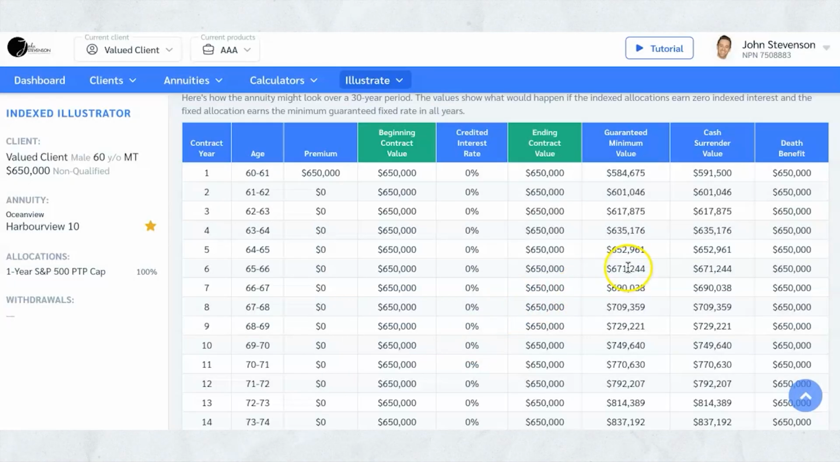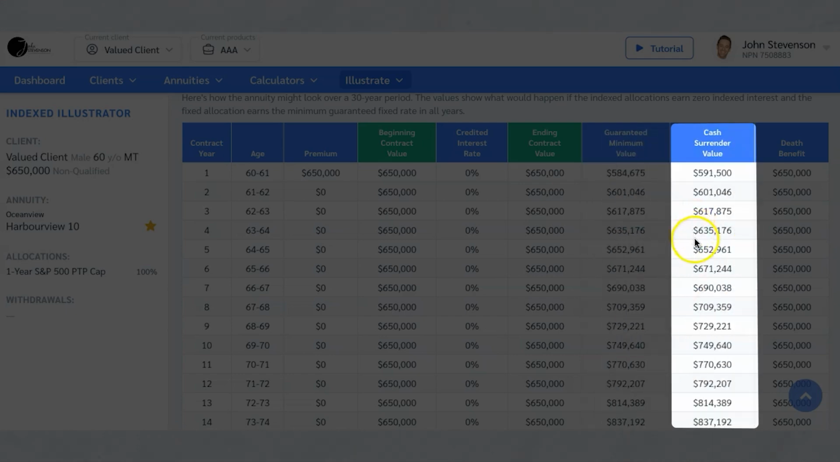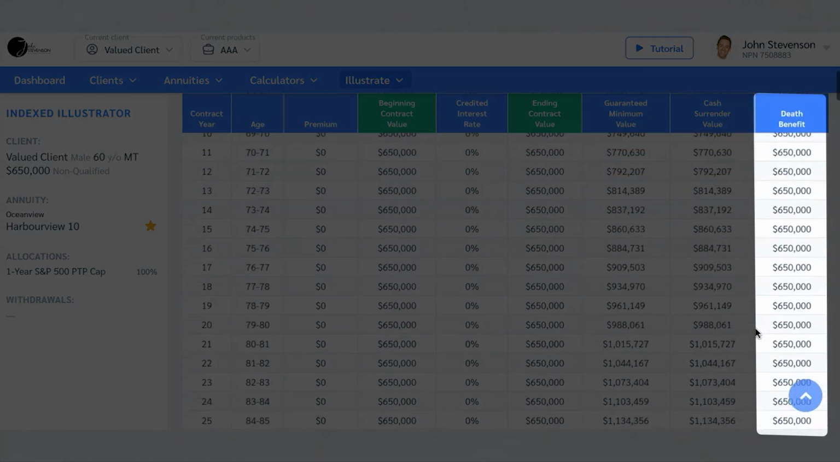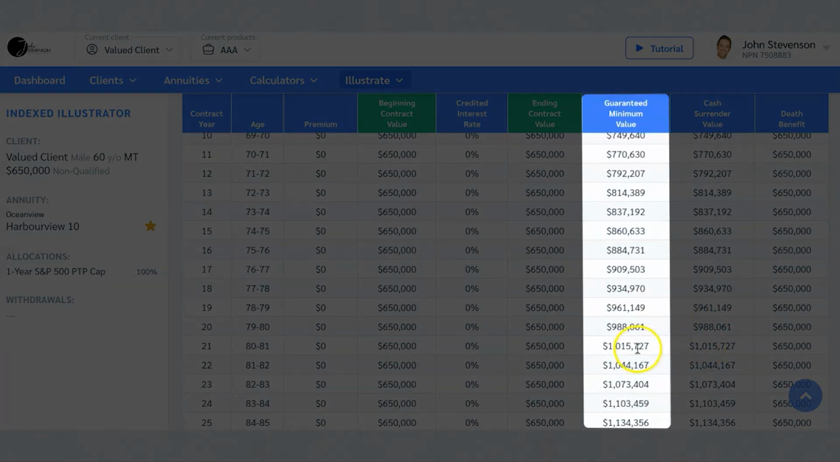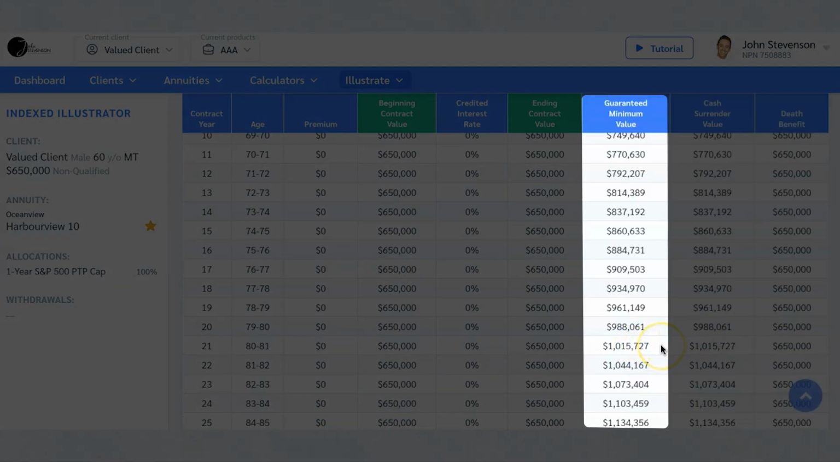So, but here's what I like about this. Guaranteed minimum value actually goes up. The cash surrender value matches it. And the death benefit's still the same. So that's interesting. But anyways, if you look at the guaranteed minimum value, if you die, that's what they're getting. So death benefit is the death benefit. But if you're leaving it to your beneficiaries, they're going to get the account value.